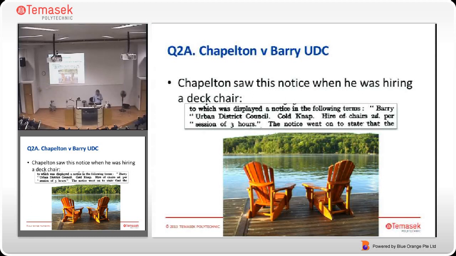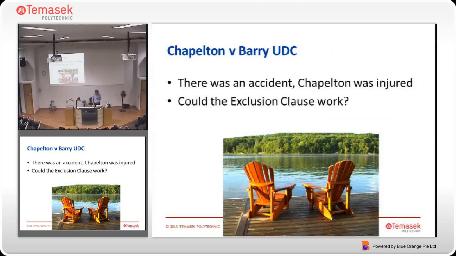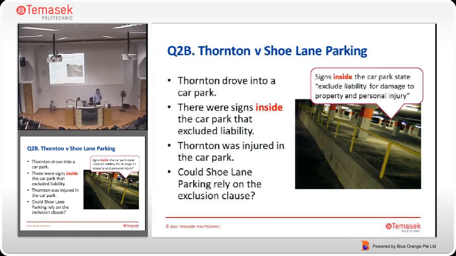Alright, so that is one example. Another example. Question 2B, the car park. This is Thornton and Shoe Lane Parking. Thornton drove into a car park and there were signs inside the car park that excluded liability. Thornton was injured in the car park. Could Shoe Lane Parking, the car park company, rely on the exclusion clause? The signs inside the car park exclude liability for damage to property and personal injury.